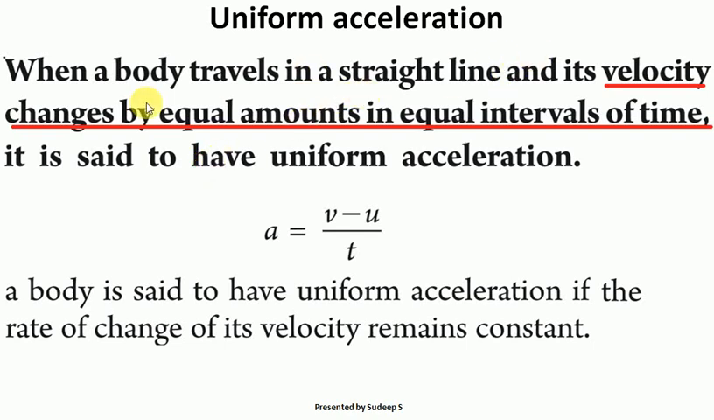Uniform acceleration: when a body travels in a straight line and its velocity changes by equal amounts in equal intervals of time, it is said to have uniform acceleration. Mathematically, you can also write this definition as: a body is said to have uniform acceleration if the rate of change of its velocity remains constant.